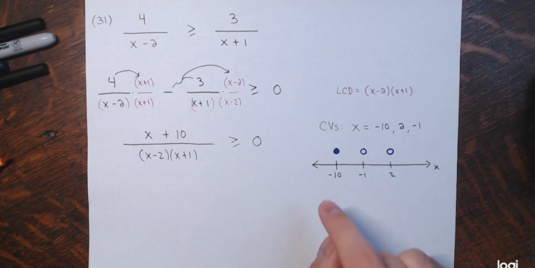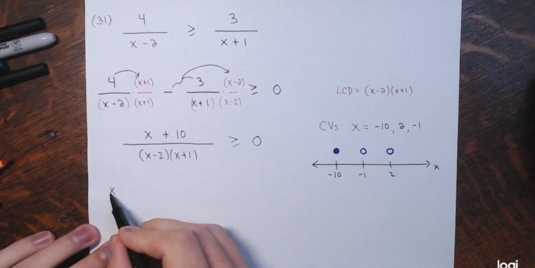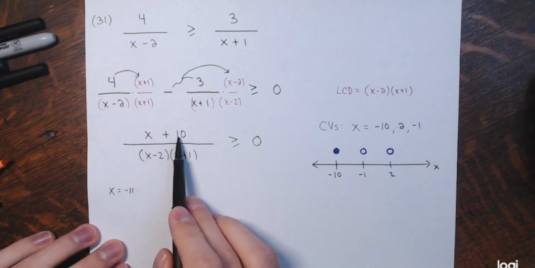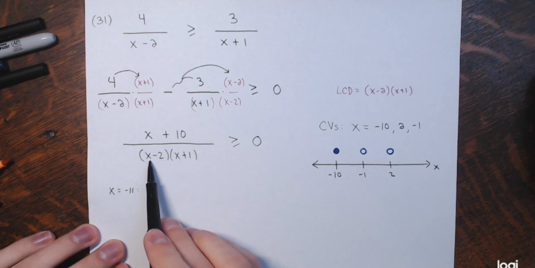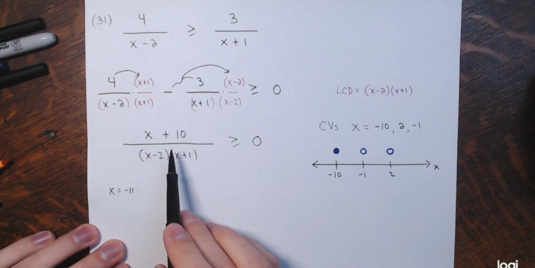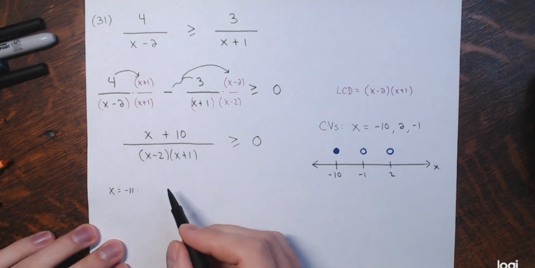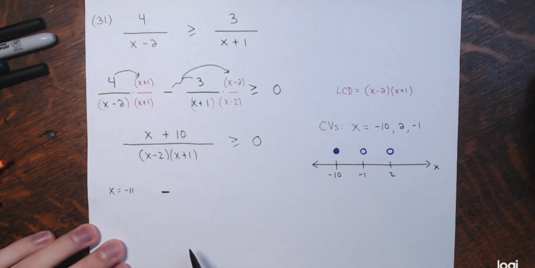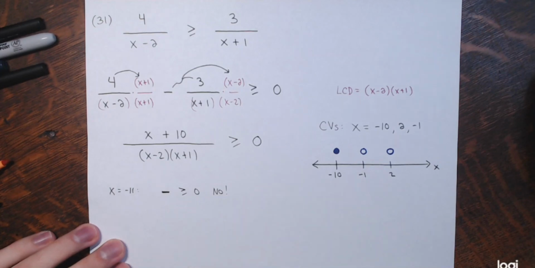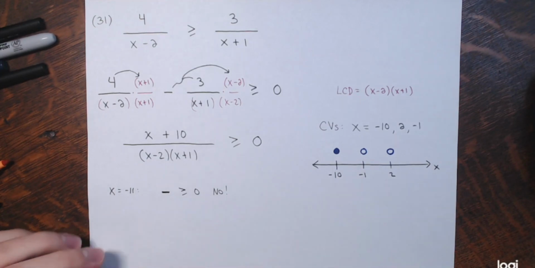And now I'm going to be testing a value in each of these 4 intervals. So to the left of negative 10, how about negative 11? Well, you'd have a negative numerator, and then in the denominator you'd have negative times negative, or positive. So negative numerator, positive denominator, that's a negative number. And is a negative number greater than or equal to 0? No. So no solution to the left of negative 10.